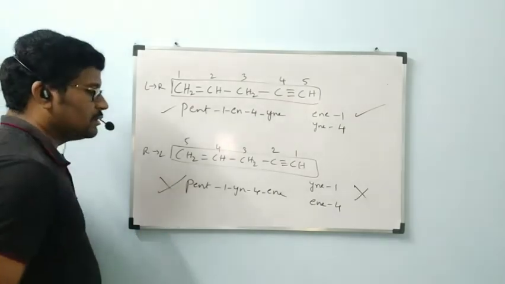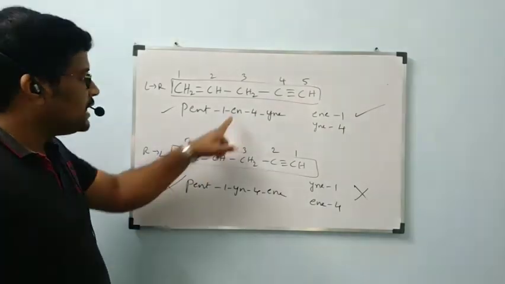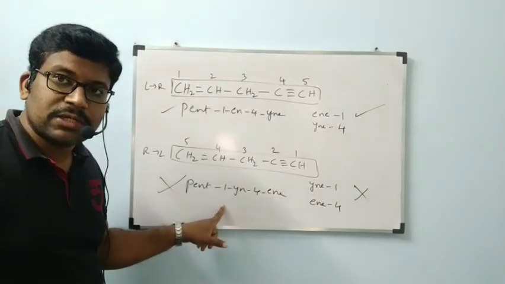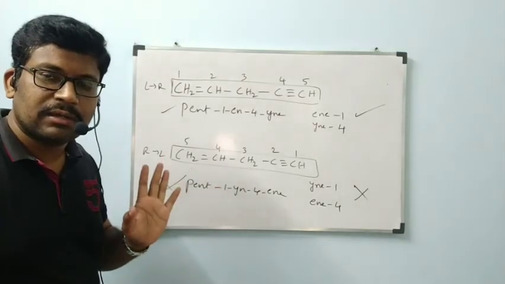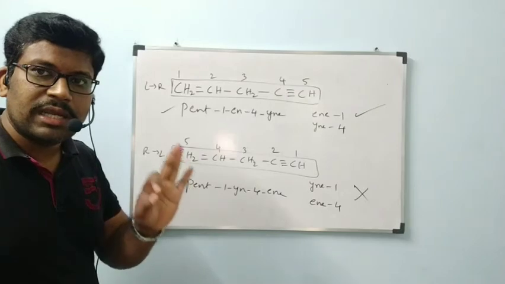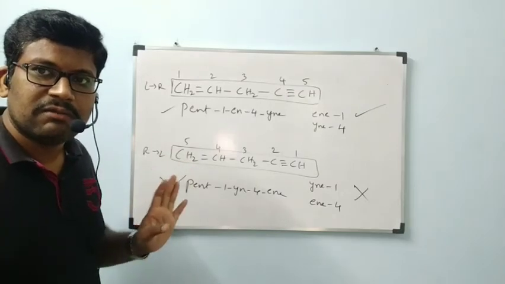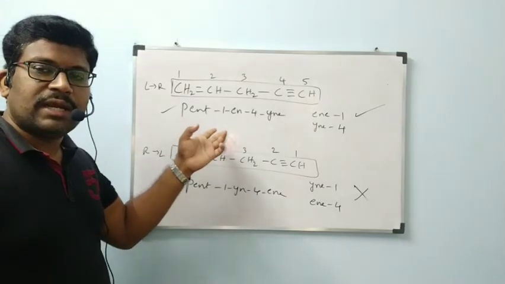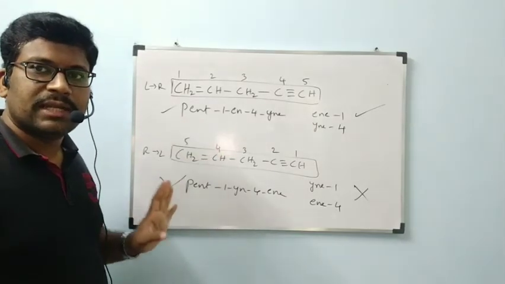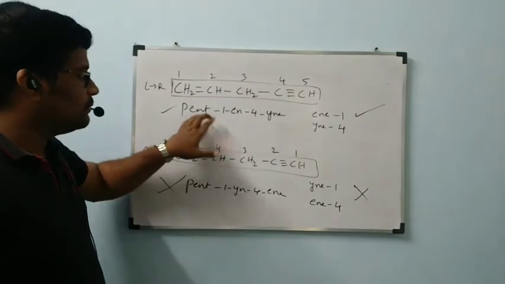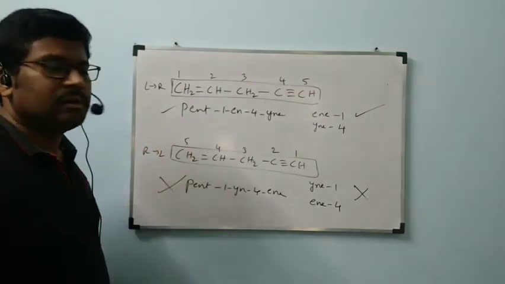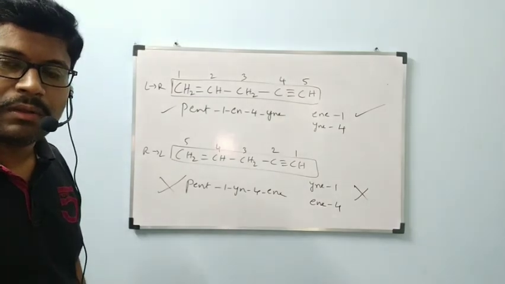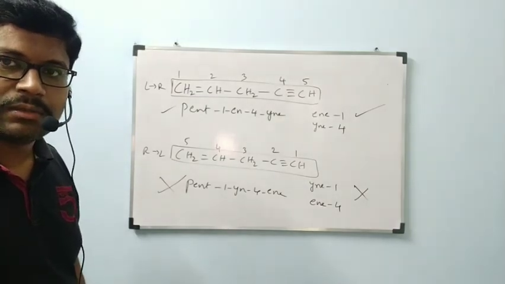this is wrong, because ene and yne are getting the same positions, 1 and 1. When we are getting the same positions, we have to follow alphabetical order. According to alphabetical order, ene must get the least number. In which numbering is ene getting the least number? Left to right. Left to right numbering is correct, right to left numbering is wrong. So this is the correct name: pent-1-ene-4-yne. Is it okay, ma?